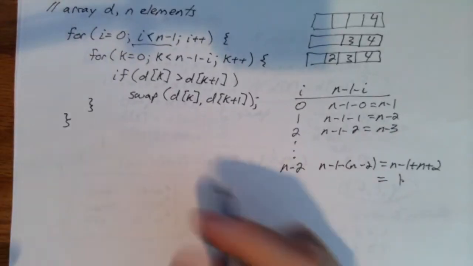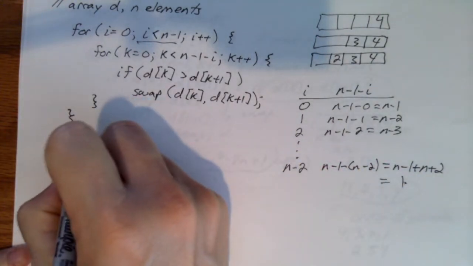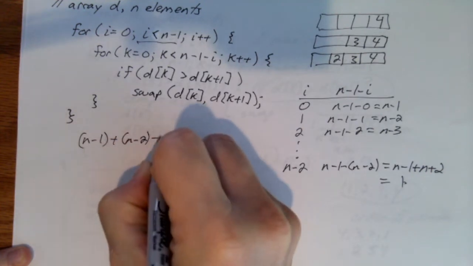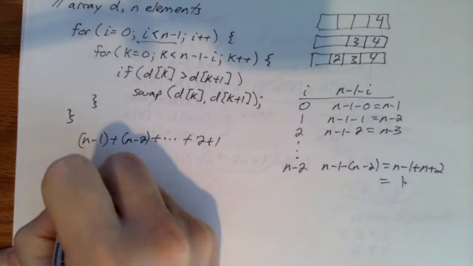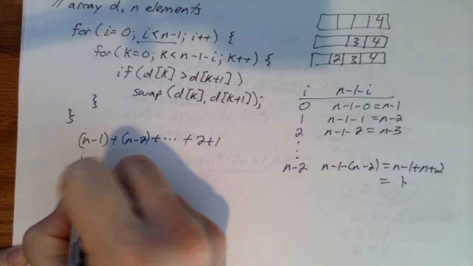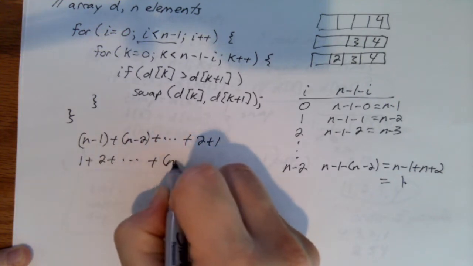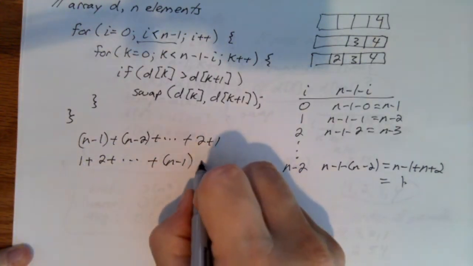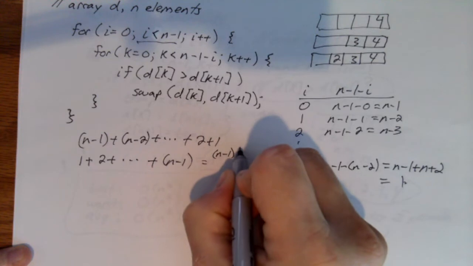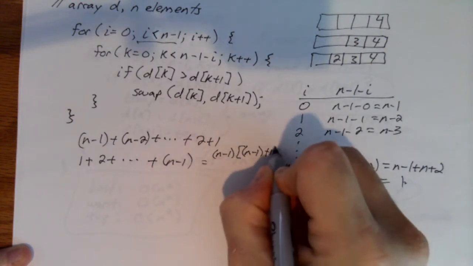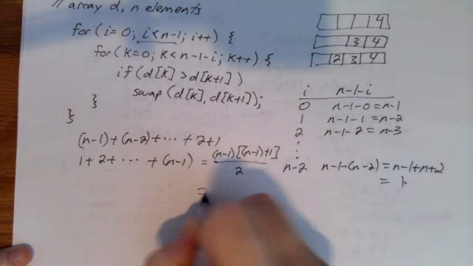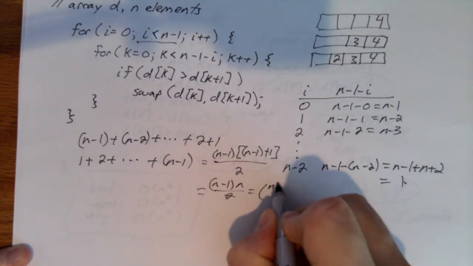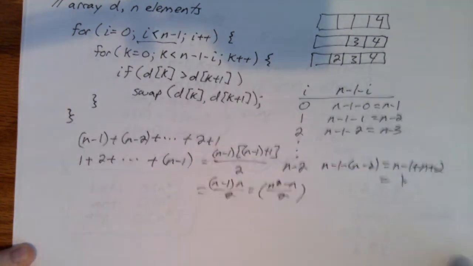And so what is that? So the K loop will run N minus 1 plus N minus 2 plus dot dot dot plus 2 plus 1. If we reverse these, it'll make it easier to see the pattern, which is 1 plus 2 plus dot dot dot plus N minus 1. And the sum of the first N minus 1 integers, starting at 1, will be (N minus 1) times (N minus 1 plus 1) divided by 2, which will be equal to (N minus 1) times N over 2, which is (N squared minus N) over 2. That's the K loop.